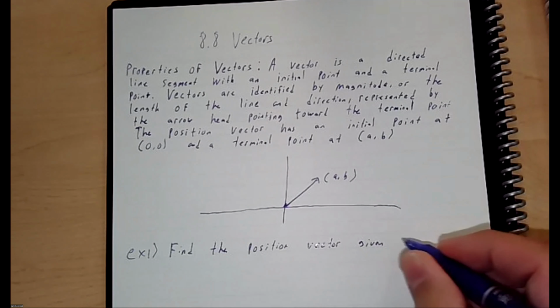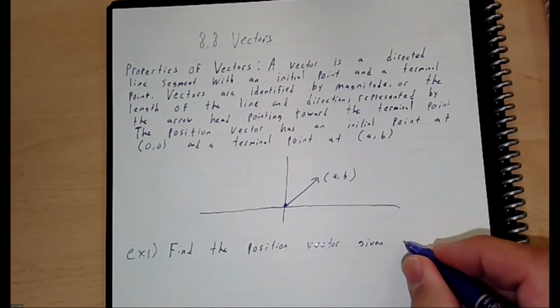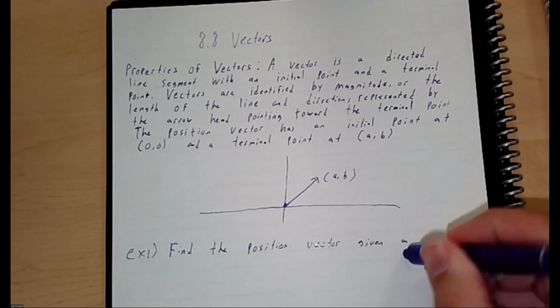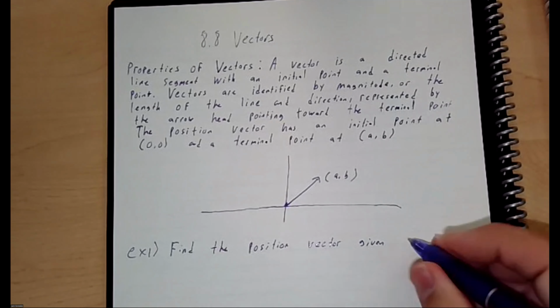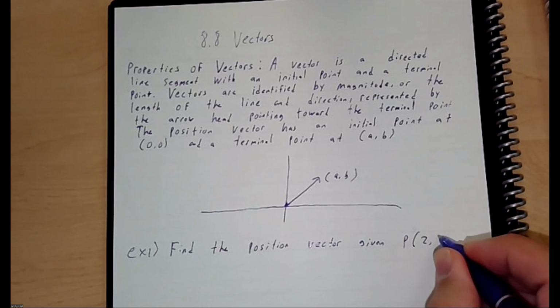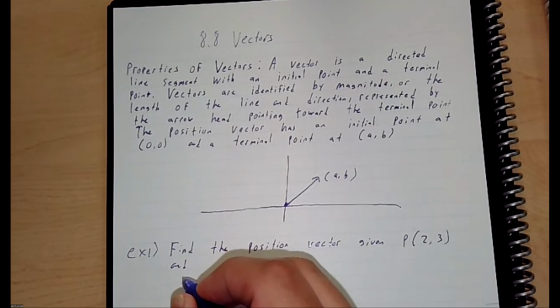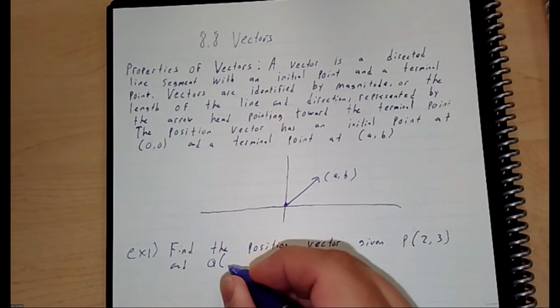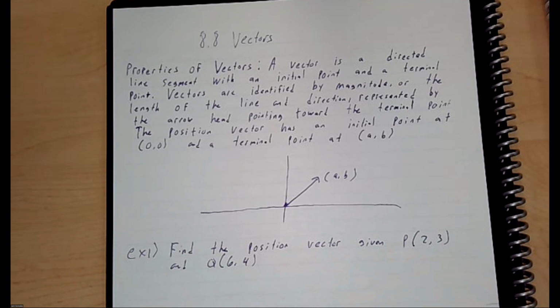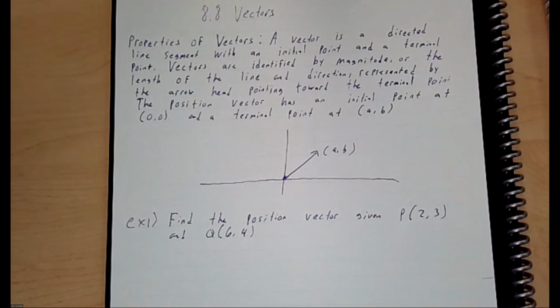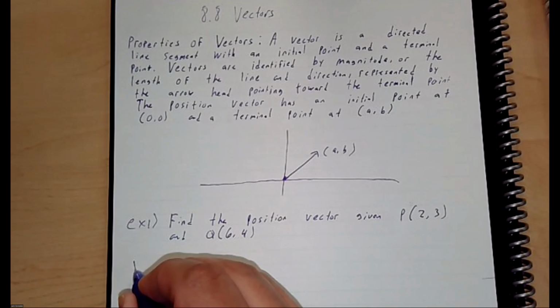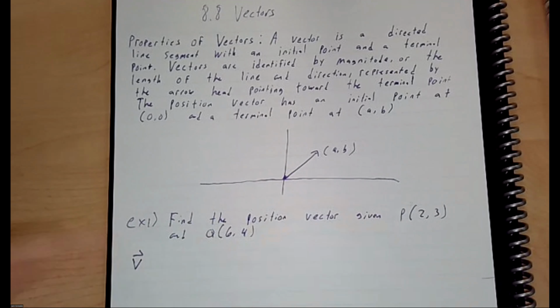given 2 points. Given P, 2, 3, and Q, 6, 4. In order to find the position vector, we'll call it V. In the book, they're going to have a bold letter. I'm going to use a little hat. That means a vector. So V is a vector.